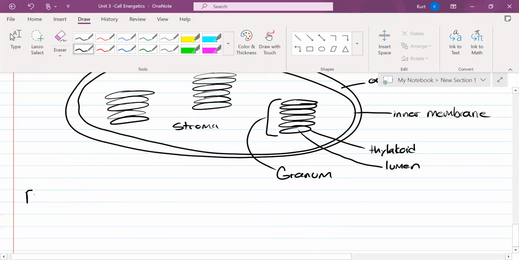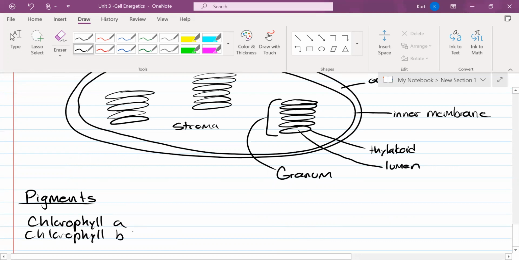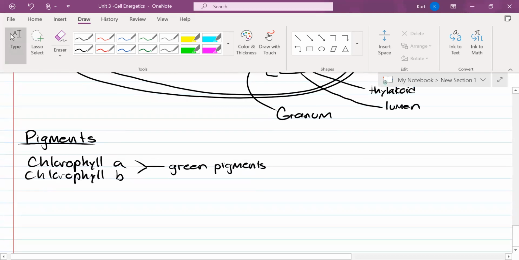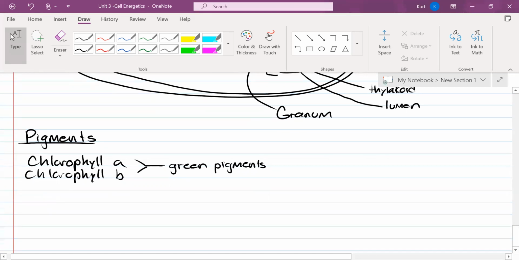Let's talk about pigments. You have chlorophyll A and chlorophyll B. These 2 are green pigments. Remember that a pigment absorbs all the colors that it does not reflect. Chlorophyll reflects green while it absorbs the other colors.